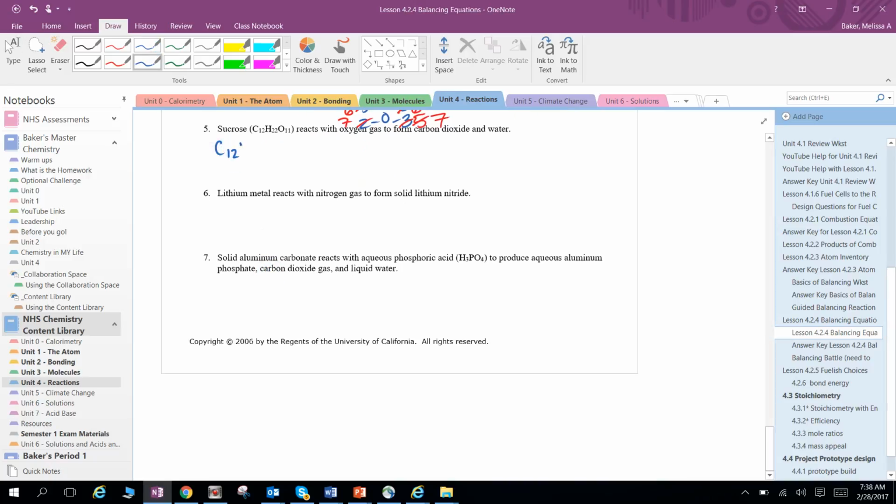For the next one, we've got solid sucrose reacting with oxygen gas to form our carbon dioxide gas and water. And I've got my carbons, hydrogens, and oxygens listed out. 12 carbons on the left, only 1 on the right. 22 hydrogens on the left, 2 on the right. I've got 13 oxygens on the left and 3 on the right.